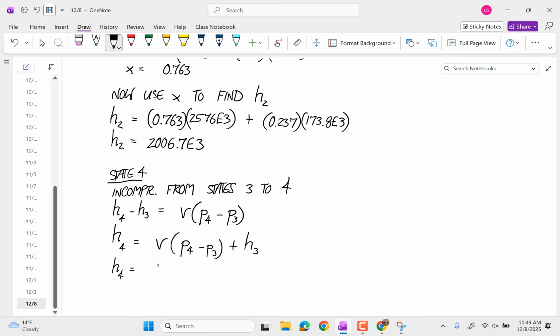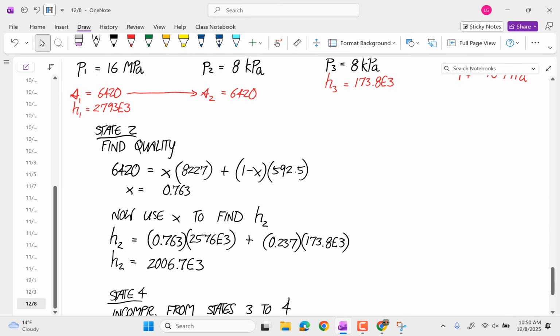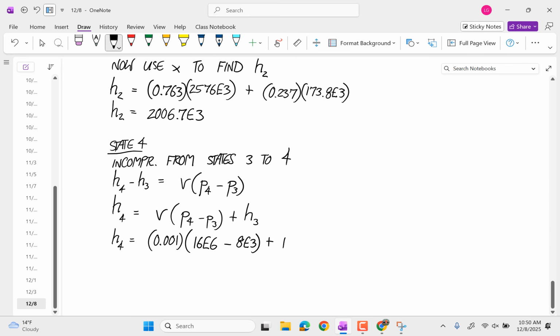So I'll just do it. We're almost done. So 0.001 times P4, which was 16 times 10 to the 6, minus P3, which was 8 times 10 to the third, plus H3, which was 173.8 times 10 to the third. And so H4.